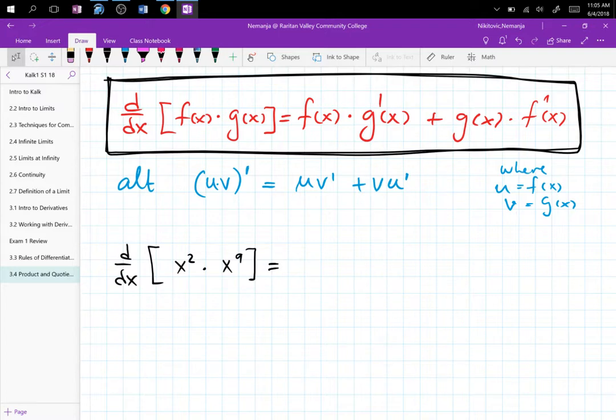So what do I have? The product rule formula, the way I learned this is I say copy the first, derivative of the second, plus copy the second, derivative of the first.